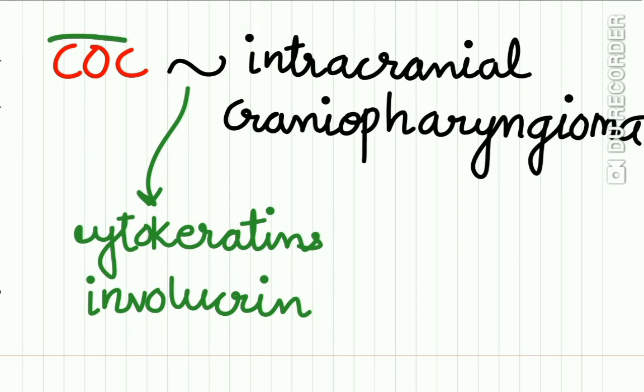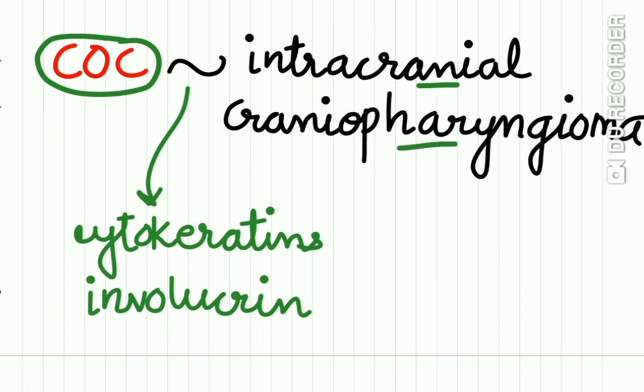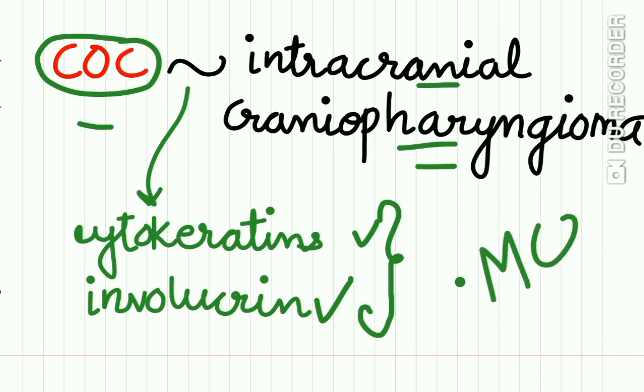Now, COC has an immunologic similarity with intracranial craniopharyngioma. The immunologic similarity is shown to cytokeratins, both low molecular weight and high molecular weight, and involucrin, which is a protein that is a characteristic feature of terminally differentiated keratinocytes. So remember this, the cytokeratins and involucrin reactivity is similar in COC and craniopharyngioma. This question can be asked in exam.